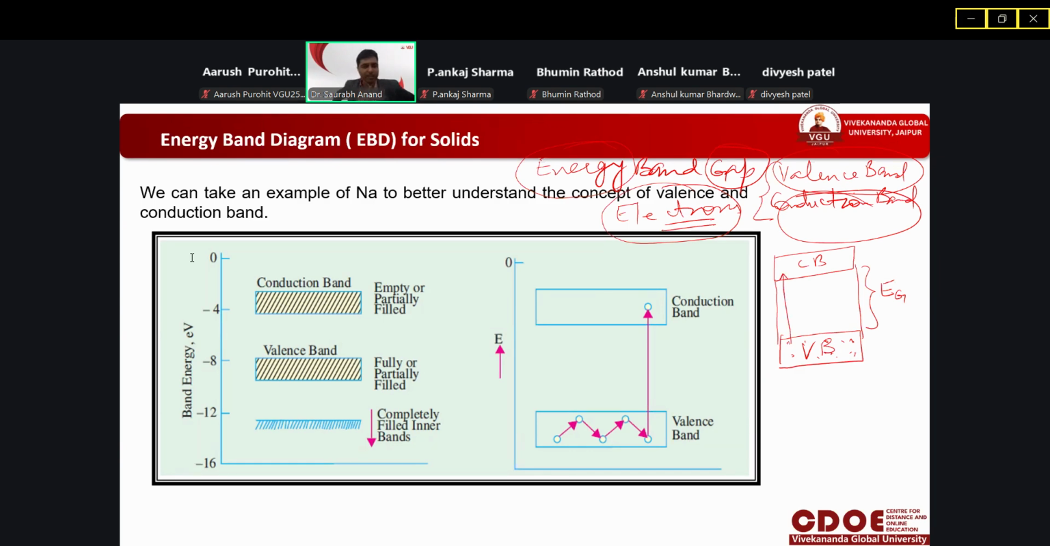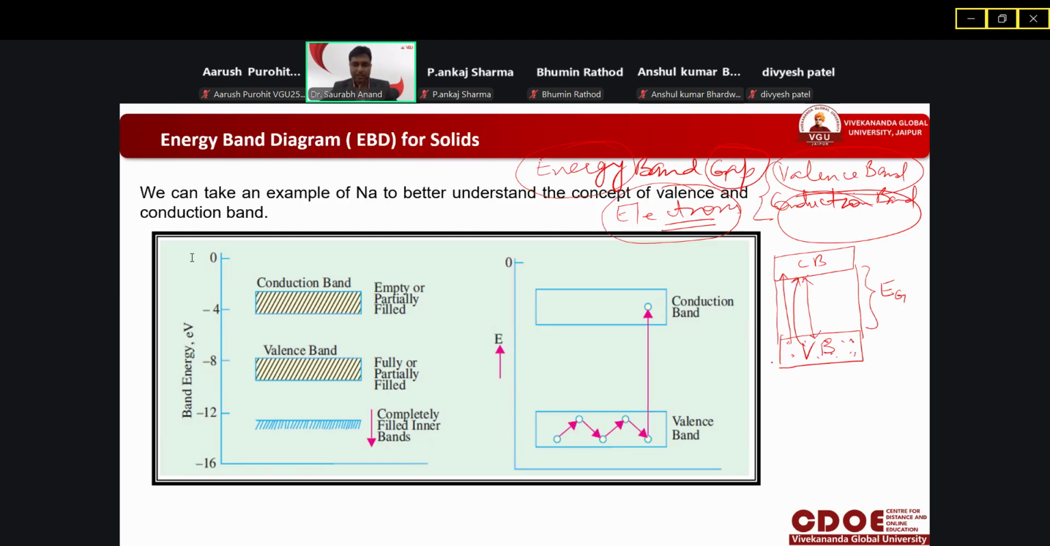So if you have a bike and you want to go somewhere, there should be petrol in the bike, right? After filling the petrol, it will get the energy and can move. Similarly, for an electron, energy should be given to it, and after gaining the energy, it will move from the valence band to the conduction band. So this gap shows the minimum energy which is required for an electron to shift from the valence band to the conduction band.